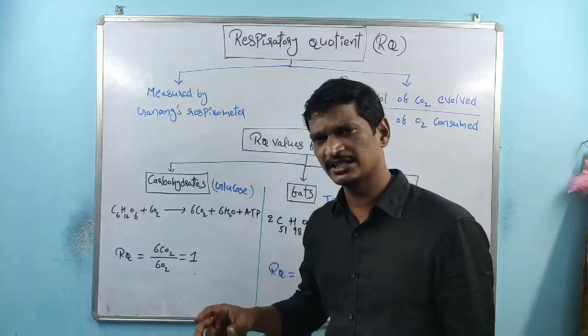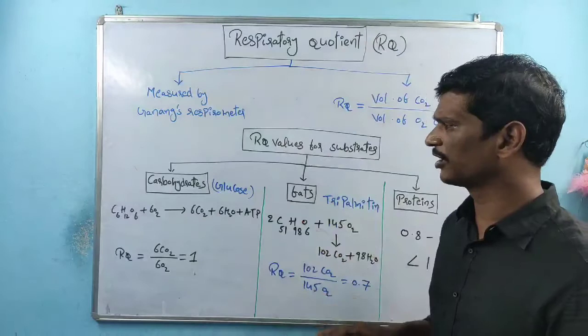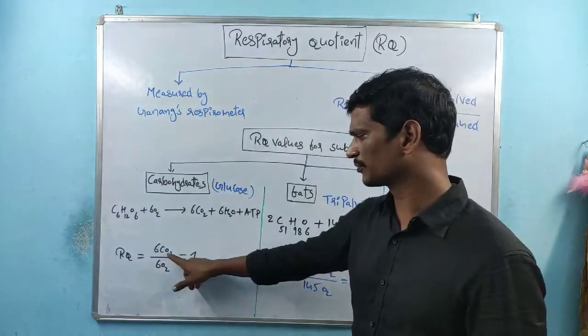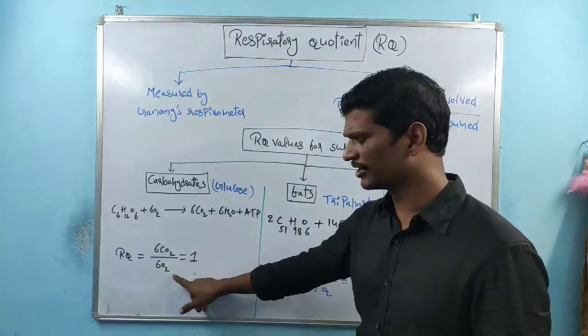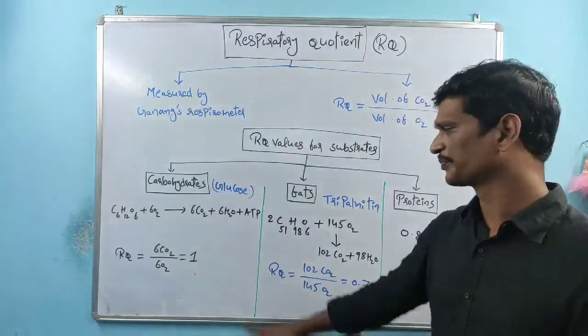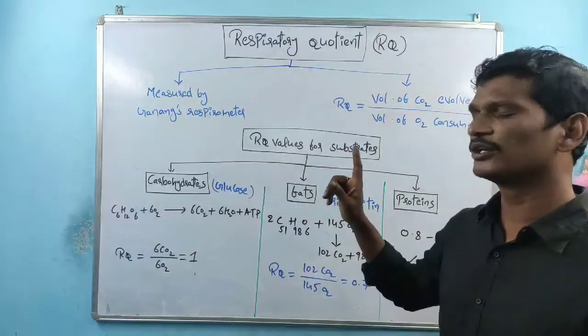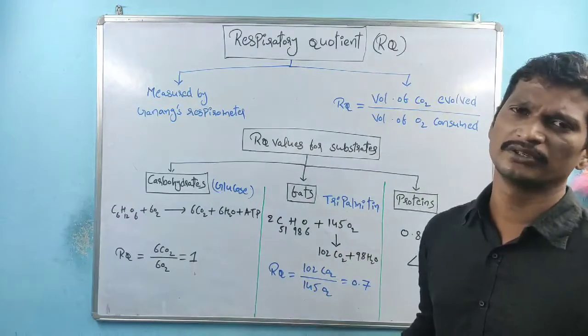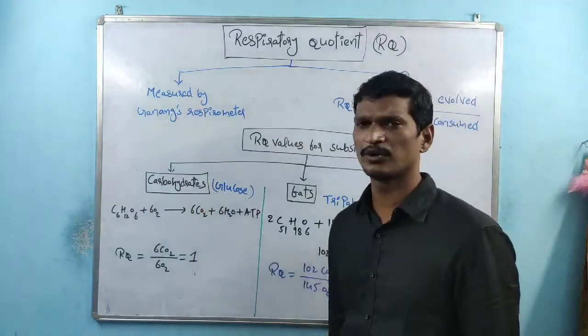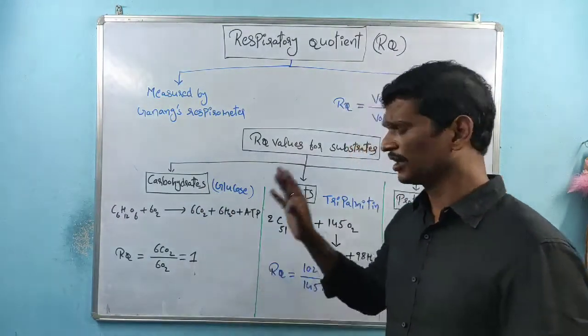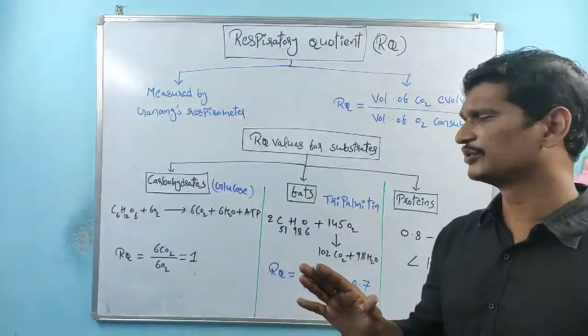So if we calculate the respiration coefficient for the carbohydrates, 6 molecules of carbon dioxide divided by 6 molecules of oxygen. So the respiration coefficient value for the carbohydrates is 1. Carbohydrates, respiration coefficient value is 1.